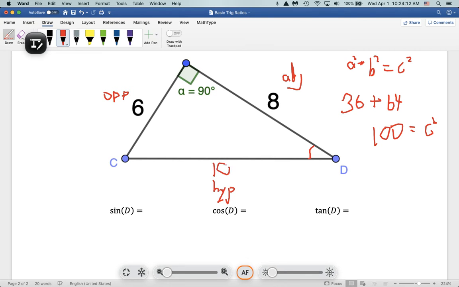So if you need to go back and review the Pythagorean theorem, go back and review Pythagorean's theorem because you'll need it. Now I know that the sine, again, is the opposite over the hypotenuse. It's going to be 6 over 10. And yes, you need to reduce your fractions if possible. So 6 over 10 actually reduces to 3/5.